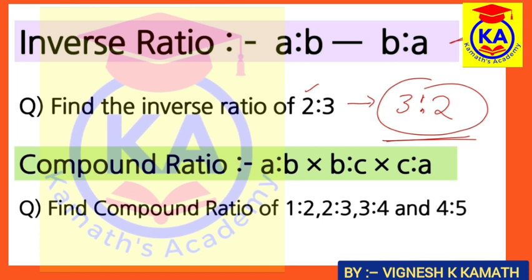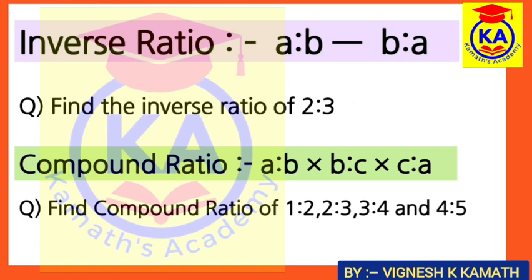Okay. Let's move on with the compound ratio. Compound ratio is A:B into B:C into C:A. In between two ratios, there is a multiplication symbol. For example, 1/2 into 2/3 into 3/4 into 4/5. This is the compound ratio.